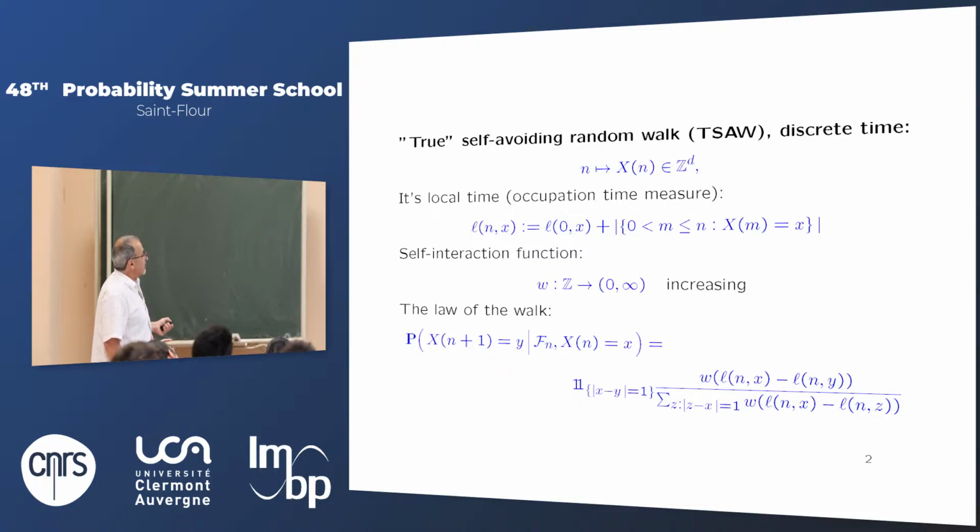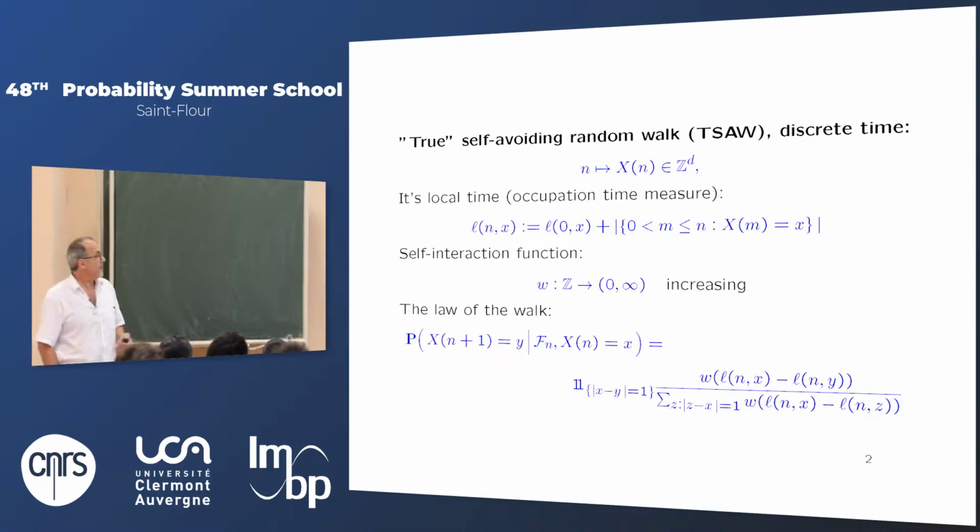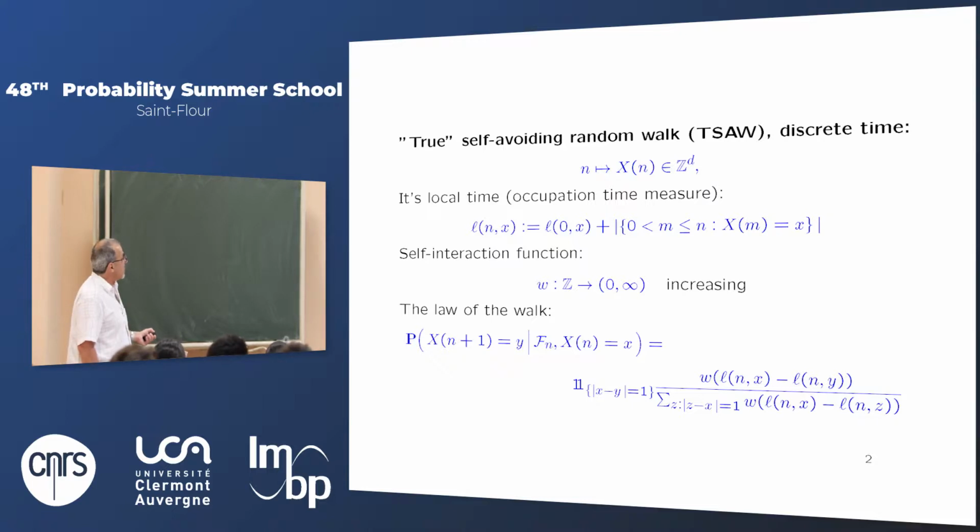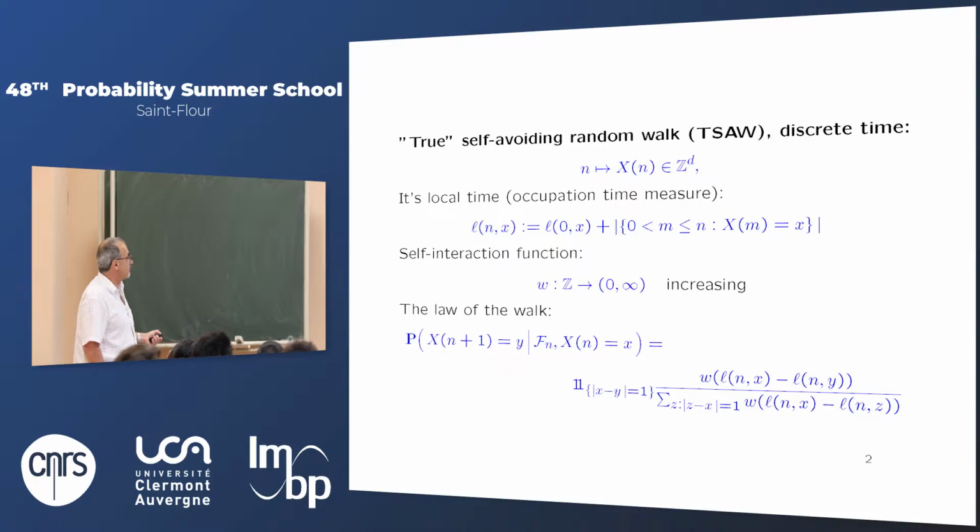Take your favorite increasing function from the integers to the positive reals. Let it be increasing, and I define my walk. The law of the walk is the following. Given the whole past, so it's non-Markovian, I have to know the past of the walk in order to determine the jump probability in the next step. In particular, this past information includes where the random walker is at this particular moment.